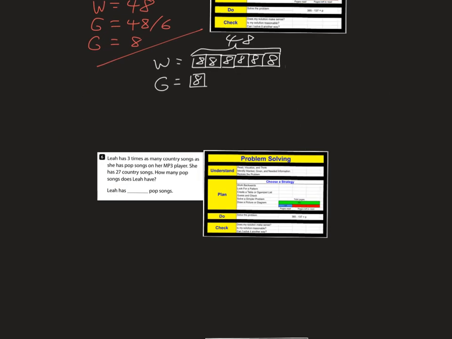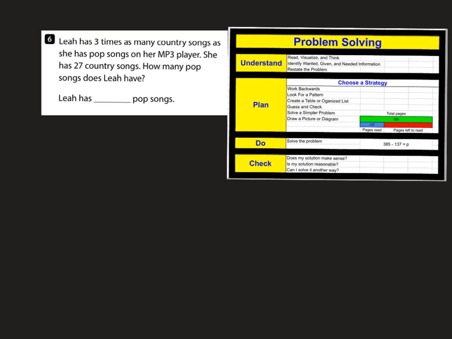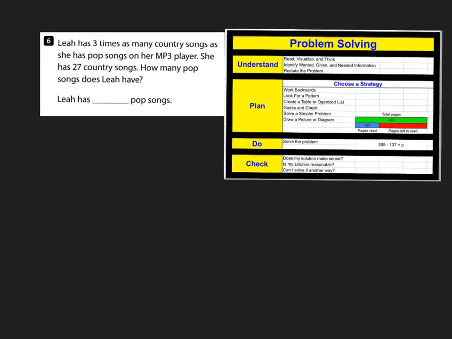All right, let's check out number 6. Leah has 3 times as many country songs as she has pop songs on her MP3 player. She has 27 country songs. How many pop songs does Leah have?